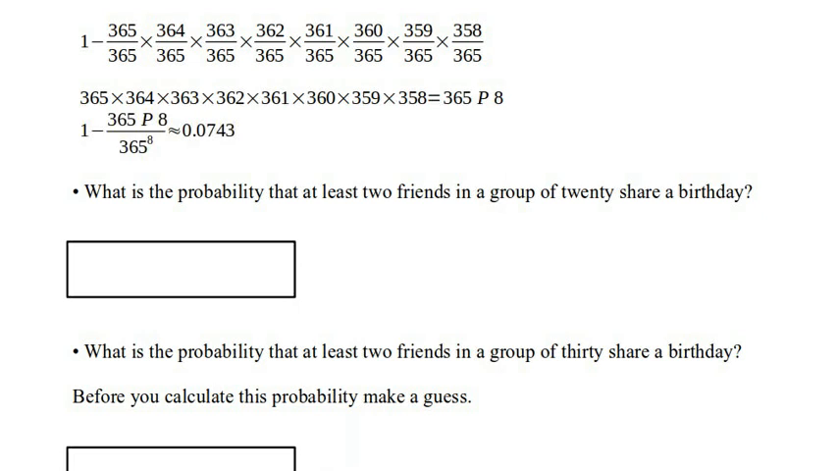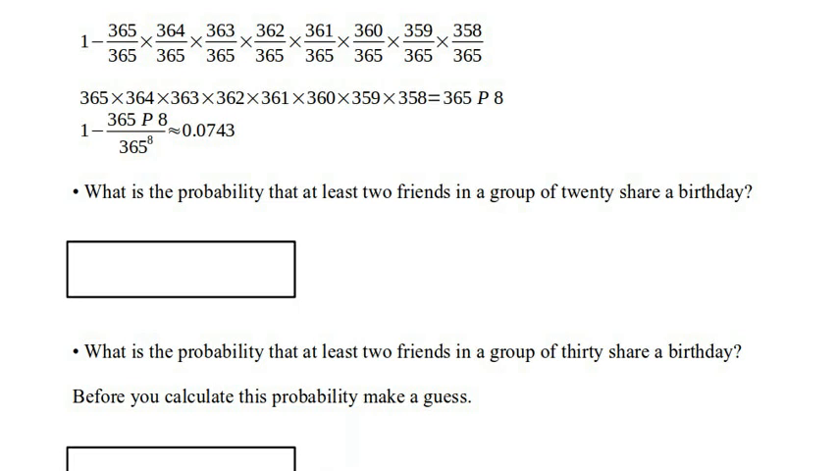So let's clean up this expression. Notice that the numerator we've been talking about is 365P8. The denominator is 365 times 365 times 365 times 365, 8 times. Well, we can certainly simplify that. A number times itself 8 times is a number to the 8th power. And if you put this into your calculator, you learn that there's about a 7.4% chance that among 8 friends, at least 2 of them share a birthday. But we can do better than that.